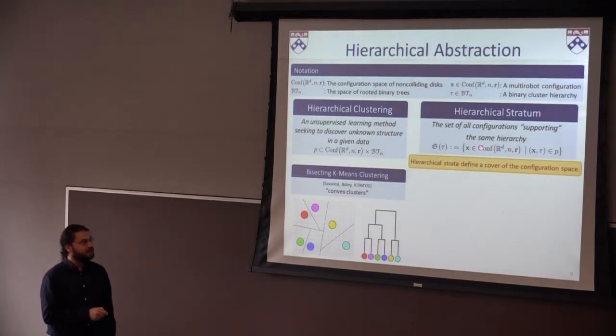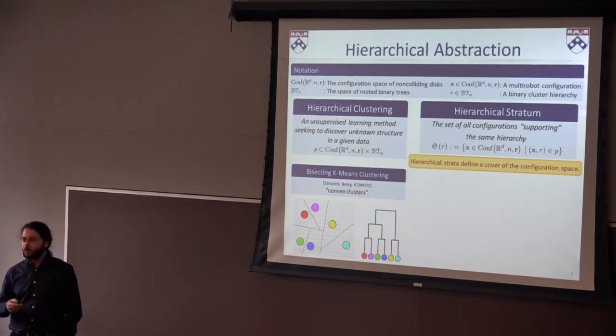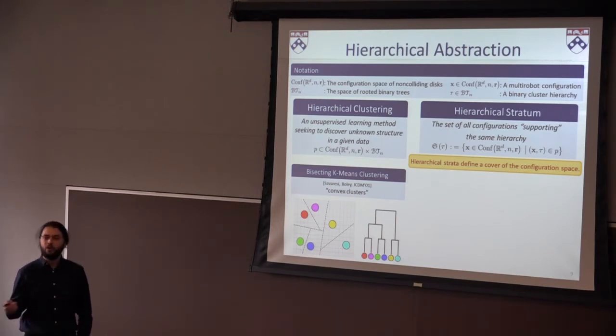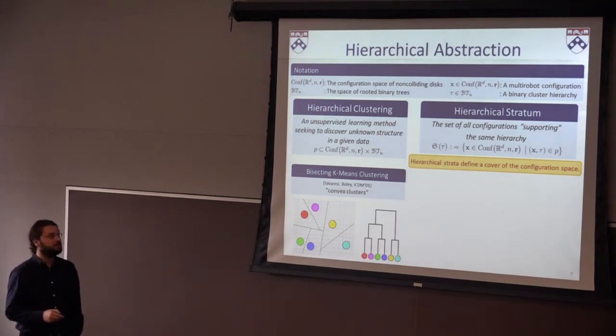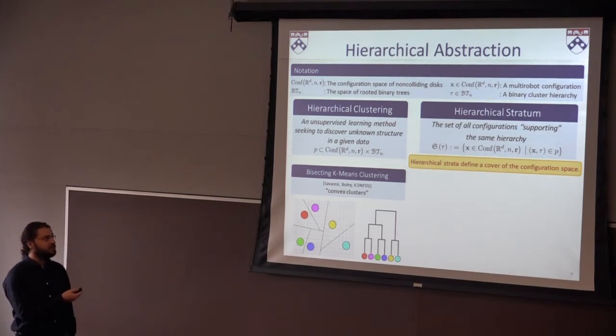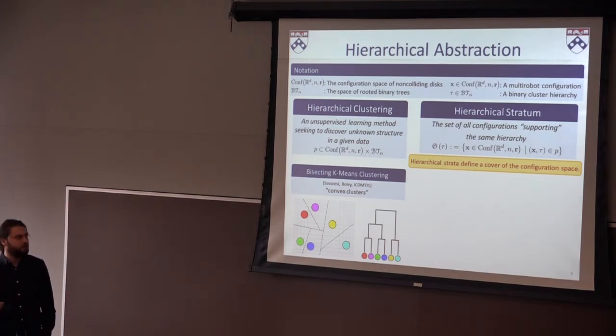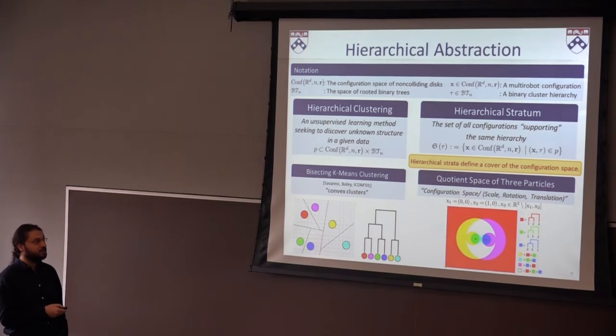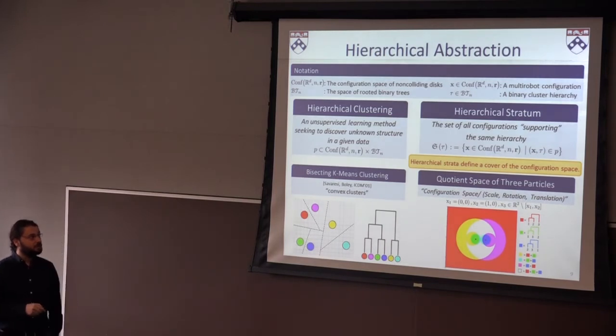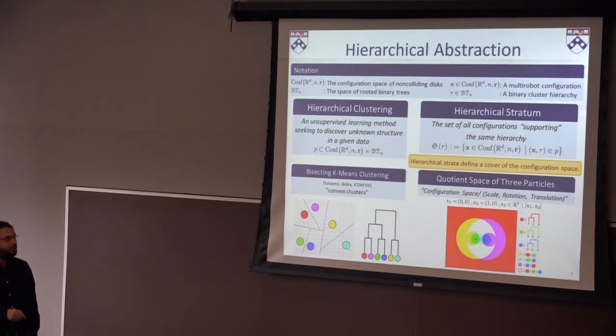And we will define the domain of those local controllers, their hierarchical stratum. So this is the set of all configurations that share the same structural property, in this case the same hierarchy. And by definition, we know that hierarchical strata define a cover of the configuration space, because any configuration can be clustered with some clustering hierarchy. And it is, in general, difficult to visualize these hierarchical strata and the configuration space.